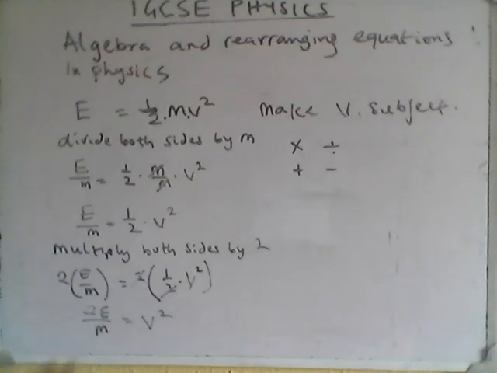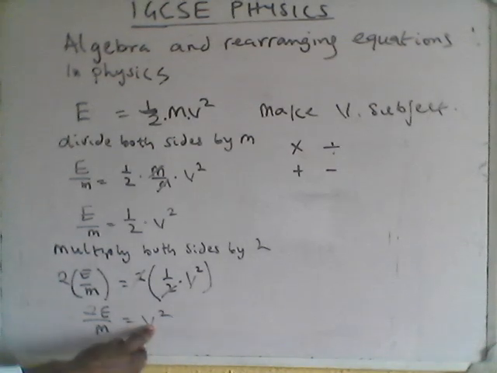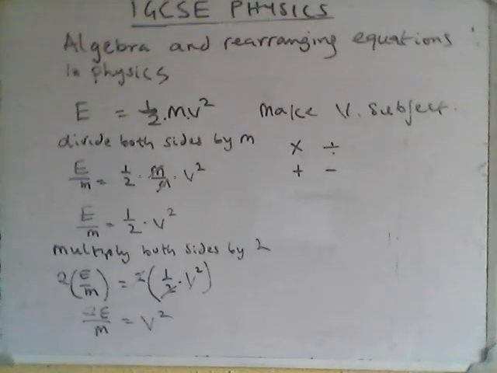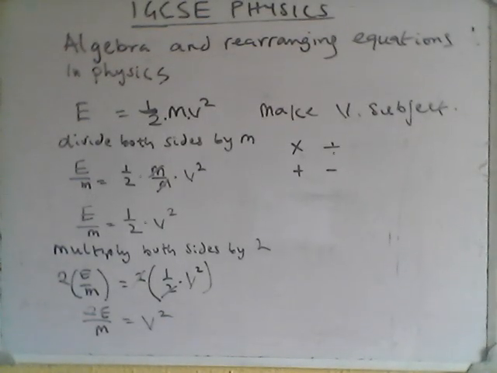See, this is not the answer. I'm still having v squared here, but I just want only v. I don't want this power of 2 here. So this power of 2, what I will do to remove it is to find the square root of both sides.